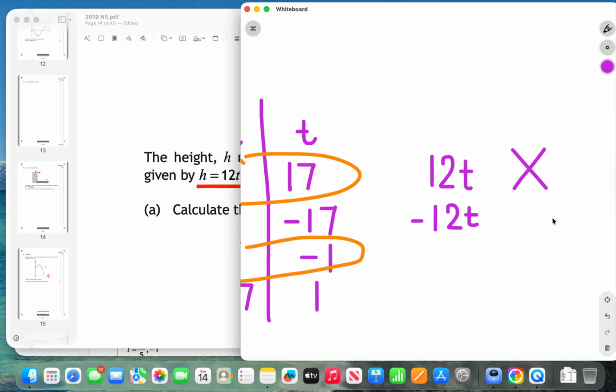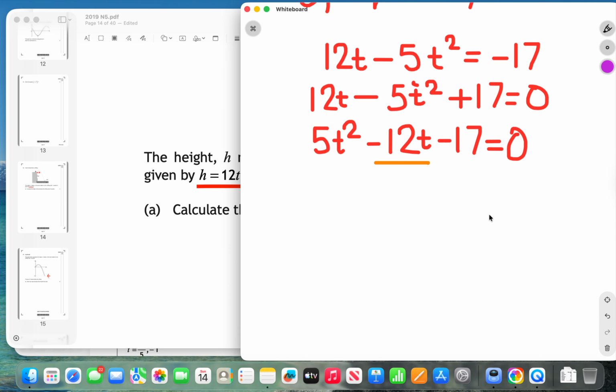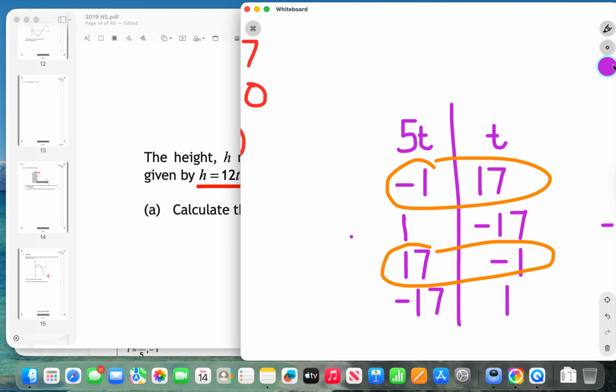5t times 1 is 5t. T times minus 17 is minus 17t. And 5t add minus 17t is minus 12t. Now, this is the one we want. Minus 12t.